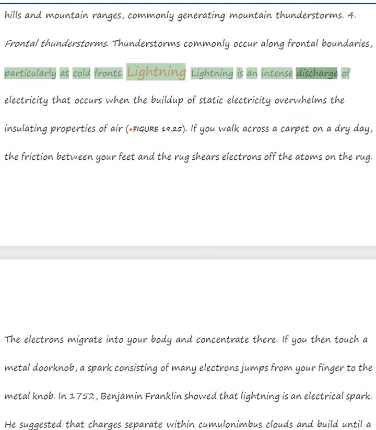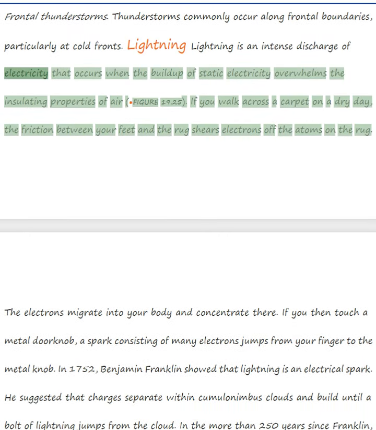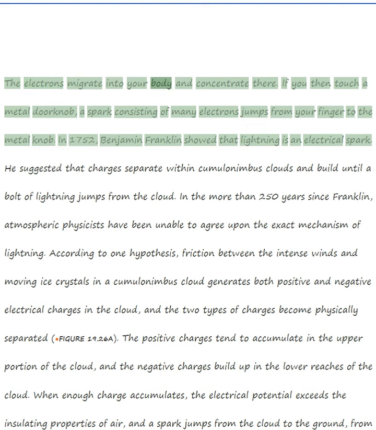Lightning is an intense discharge of electricity that occurs when the buildup of static electricity overwhelms the insulating properties of air. If you walk across a carpet on a dry day, the friction between your feet and the rug shears electrons off the atoms on the rug. The electrons migrate into your body and concentrate there. If you then touch a metal doorknob, a spark consisting of many electrons jumps from your finger to the metal knob.